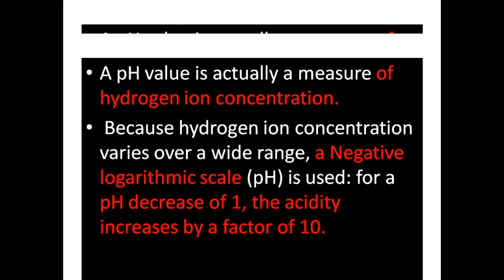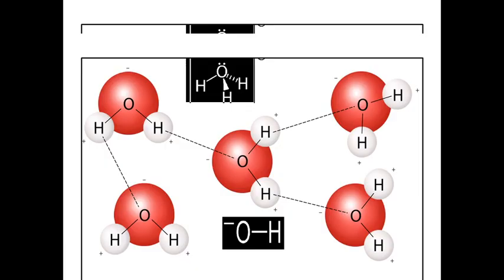Please go through this. pH value is actually a measure of the hydrogen ion concentration, and it's normally identified by the negative logarithm. And on the pH scale, for a decrease of 1 unit of pH, the acidity will increase by a factor of 10. This is the basic principle of the pH scale.